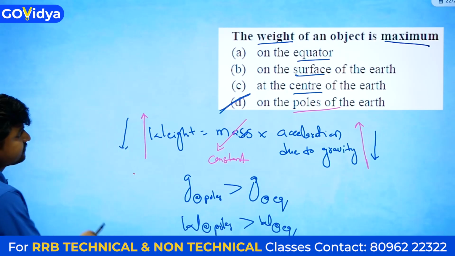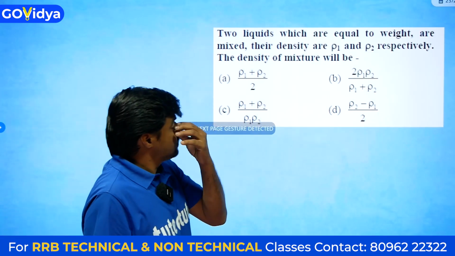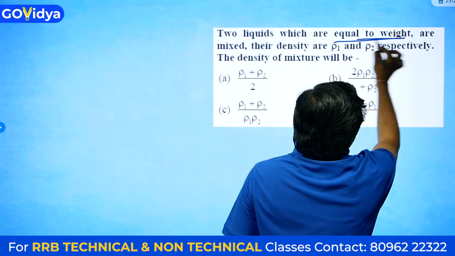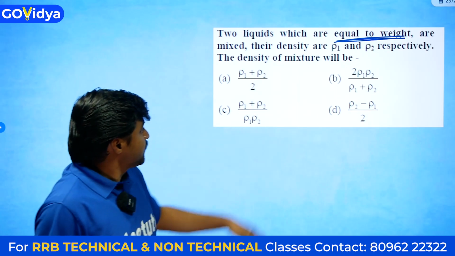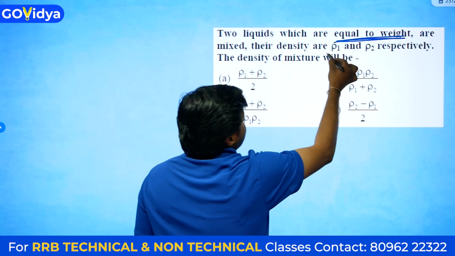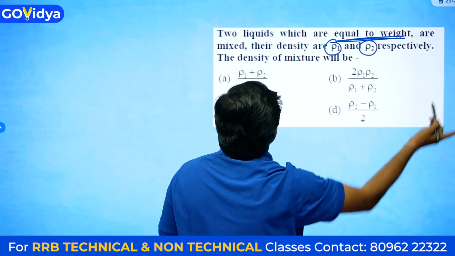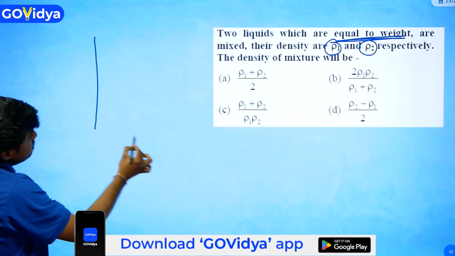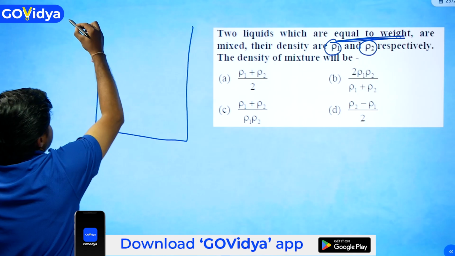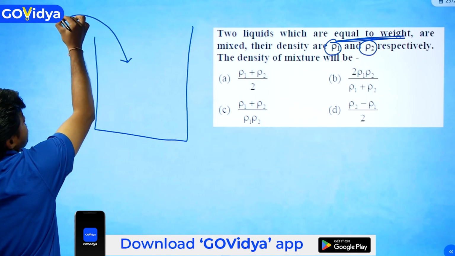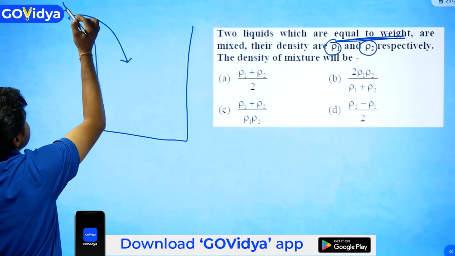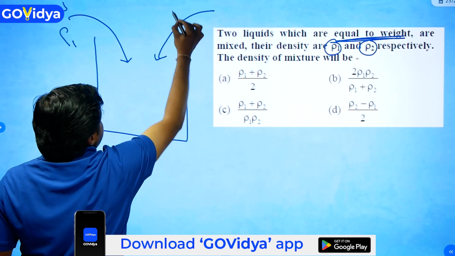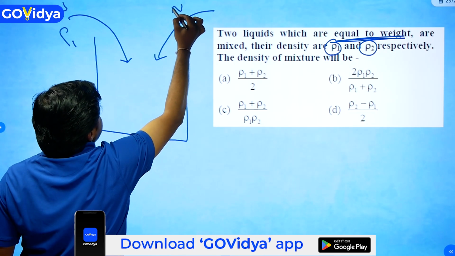Next question. Two liquids which have equal weight, are mixed. Their densities are ρ1 and ρ2 respectively. The density of the mixture will be, okay, C. One liquid having mass m or weight w, having density ρ1, and another liquid having the same weight, having density ρ2.